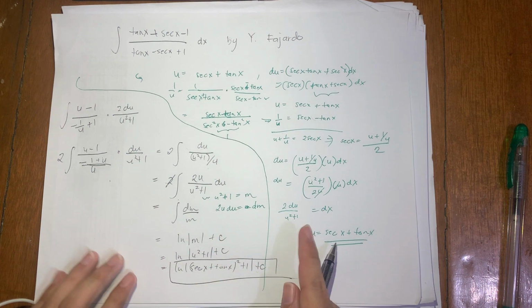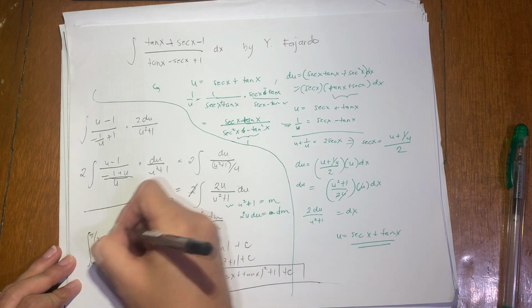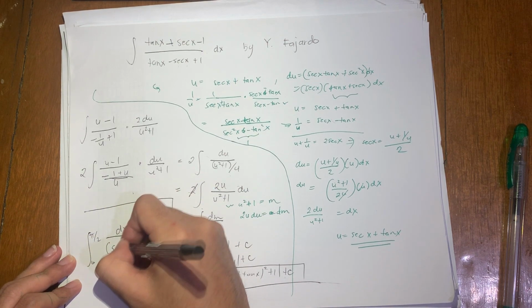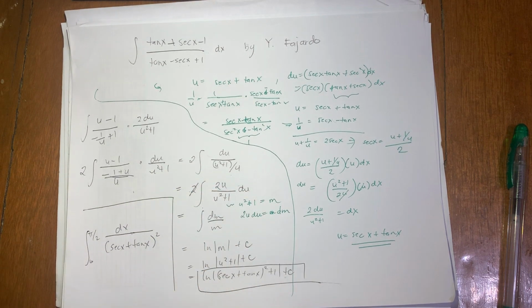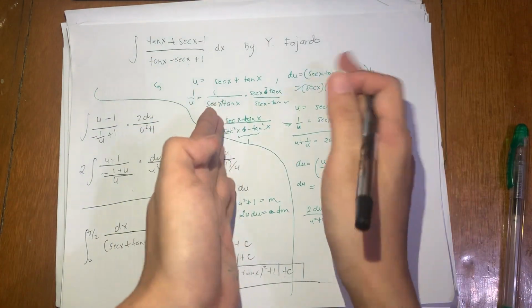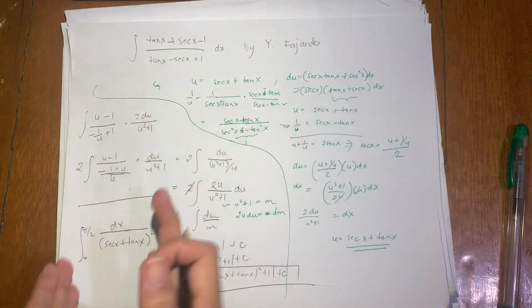As a practice, I'd like you to solve this integral: from 0 to pi over 2 of dx over (secant x plus tangent x) squared. This is a straightforward application of this solution. If you use this, this problem becomes very easy.